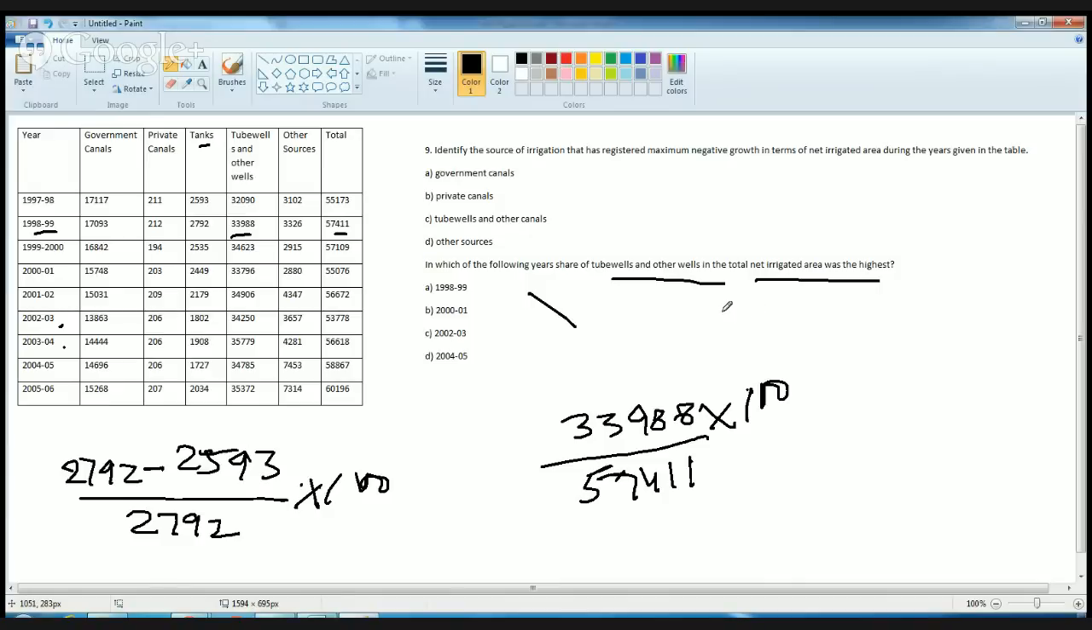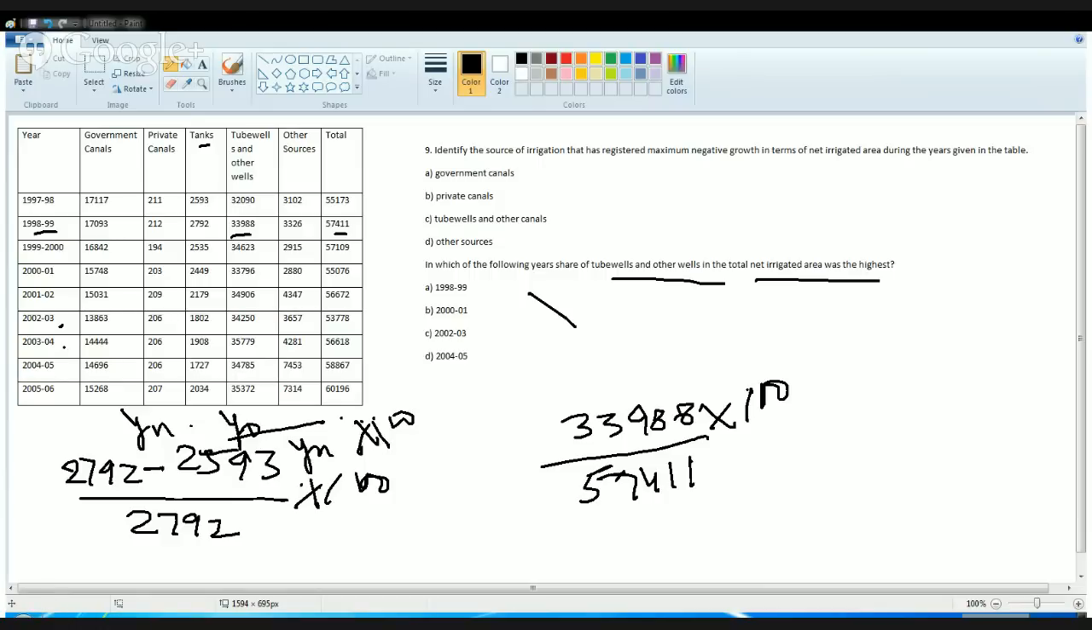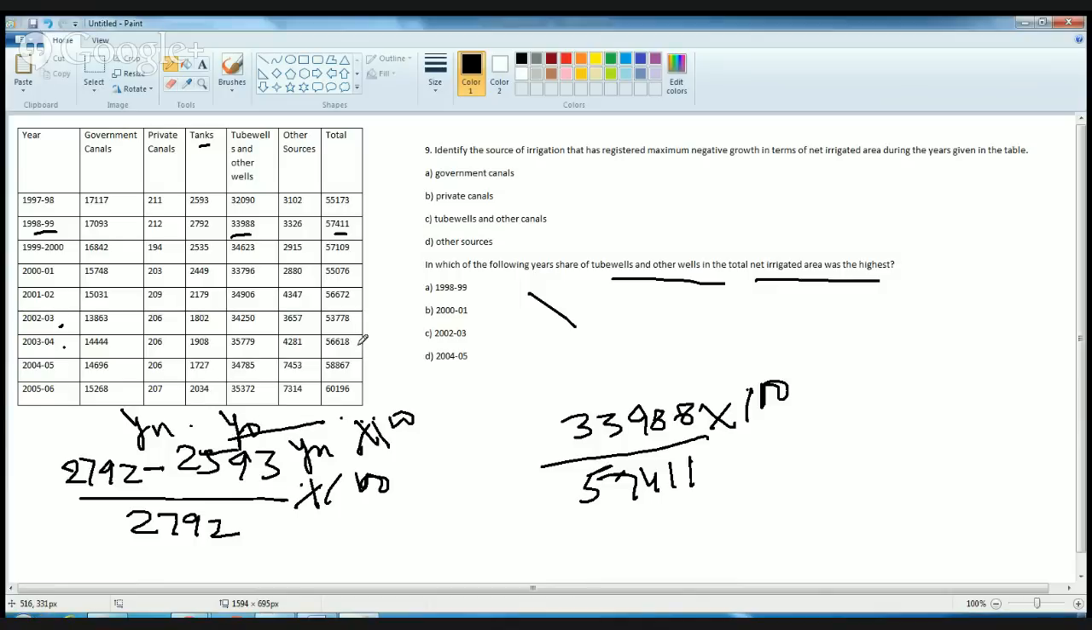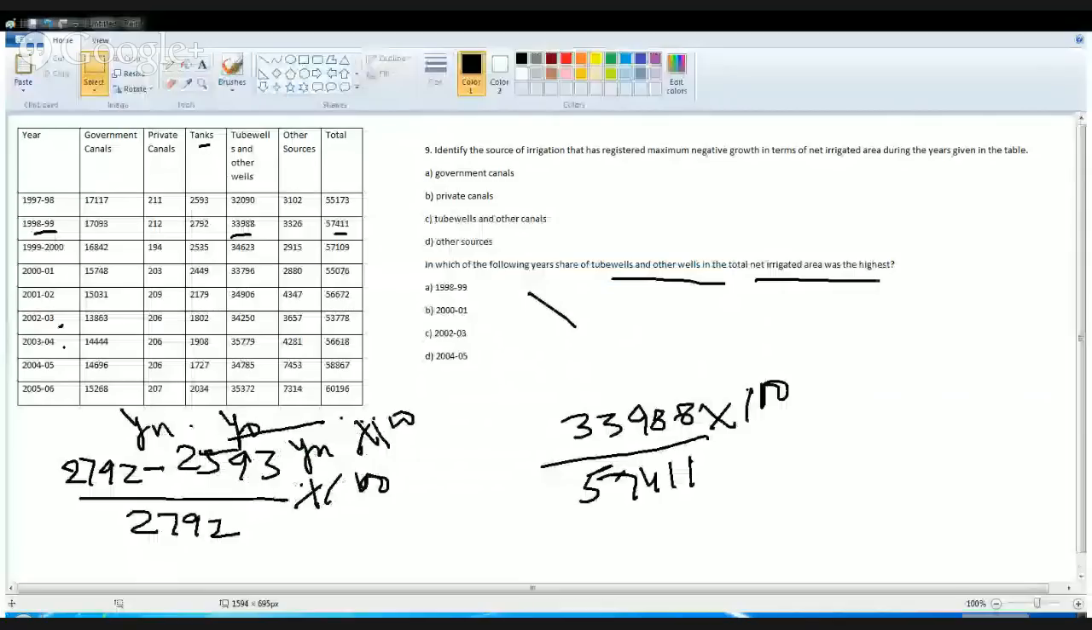Okay, and when we ask about increase, we say the new year minus the old year divided by the new year into 100. But in this question, we'll calculate it by the base value upon the total value into 100. And the final question on this would be, which of the following have registered the highest percentage of decline?